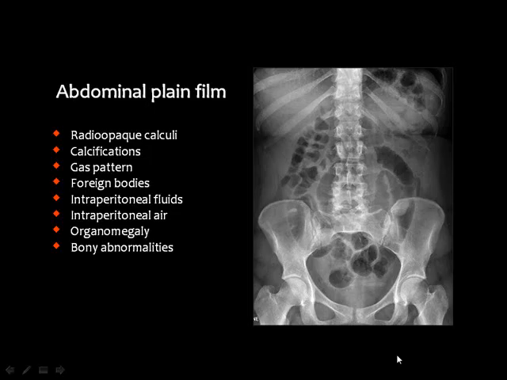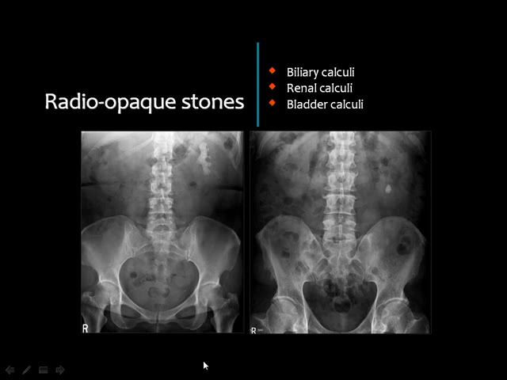Good. Okay. We'll start first with the examination of the abdomen by plain X-rays. As you all know, the plain film of the abdomen has a great role in the diagnosis of different problems, including the detection of radiopaque calculi, the detection of calcium, the detection of abnormal gas patterns, the diagnosis of foreign bodies, also intraperitoneal fluids, as well as pneumoperitoneum. It also gives some idea about the enlargement of the abdominal organs, as well as the bony abnormalities of the spine and the pelvis.